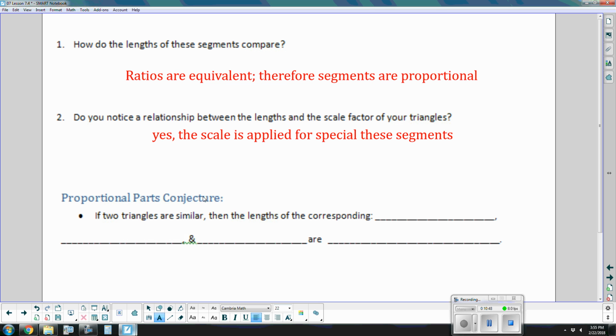So our conjecture here, our proportional parts conjecture: if two triangles are similar, then the lengths of the corresponding altitudes, medians, and angle bisectors are proportional.